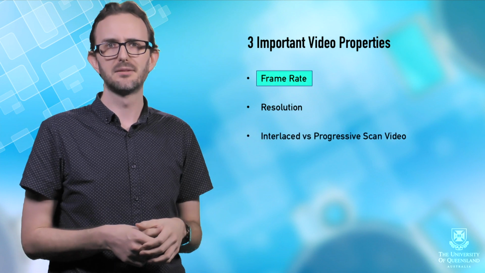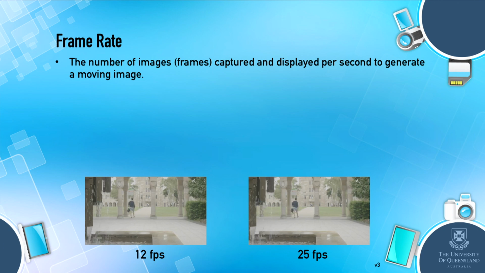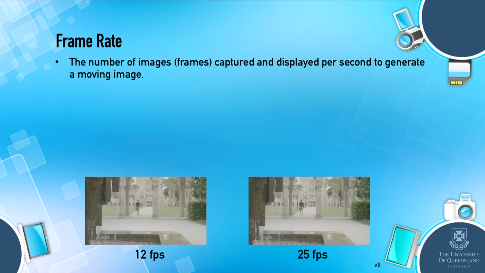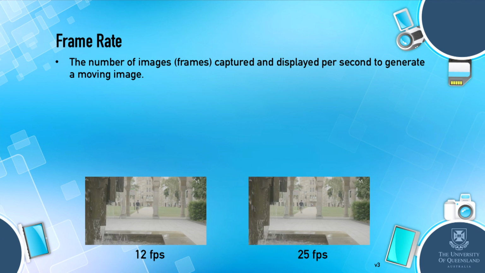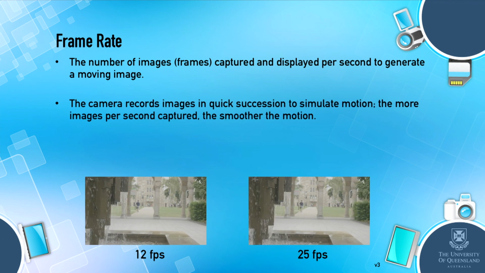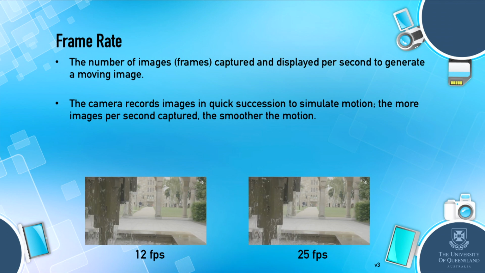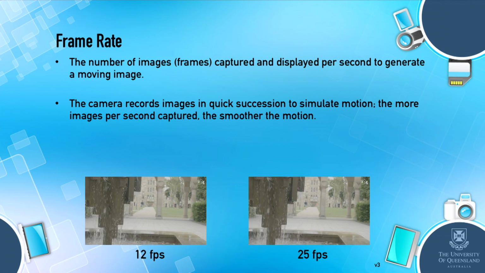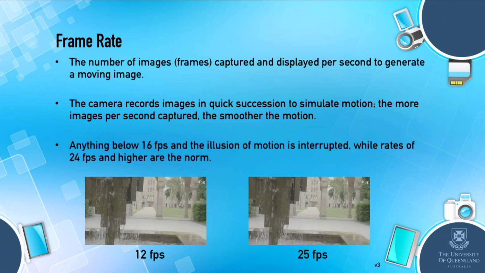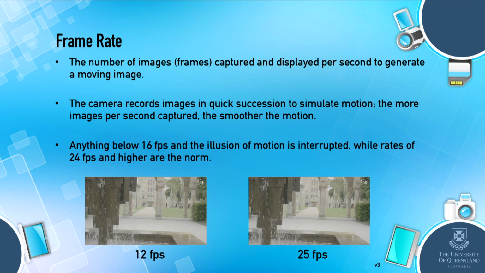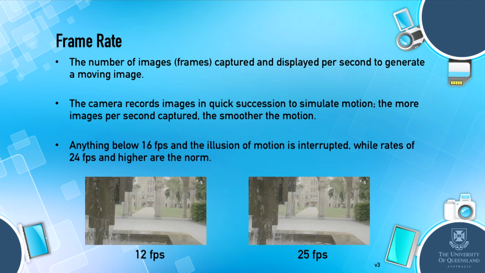Let's begin with frame rate. Frame rate refers to the number of images or frames captured per second to generate a moving image. The camera records a series of images in quick succession to simulate motion. The more images it captures per second, the smoother the motion. Anything below 16 frames per second and this illusion of motion is actually interrupted. This is why rates of 24 frames per second and higher are the norm.